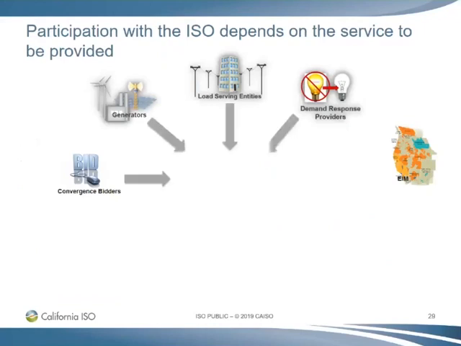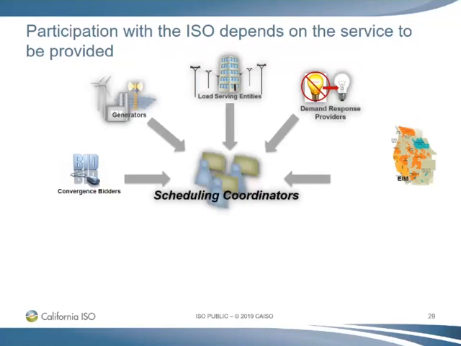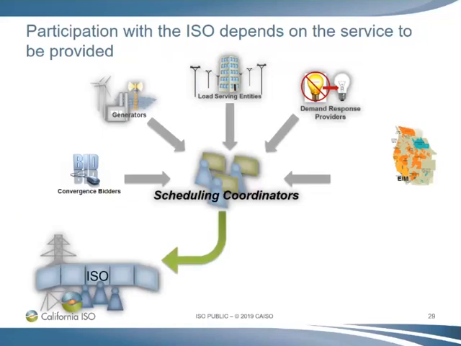Though there are many ways to interact with the ISO, only a scheduling coordinator is authorized to transact business directly with the ISO. A scheduling coordinator is an entity authorized by the ISO to buy and sell power in the ISO market. Scheduling coordinators bid and schedule their supply into the market or submit demand bids. And then, based on the awards, energy flows across the transmission system and is distributed to the consumer by local utilities.